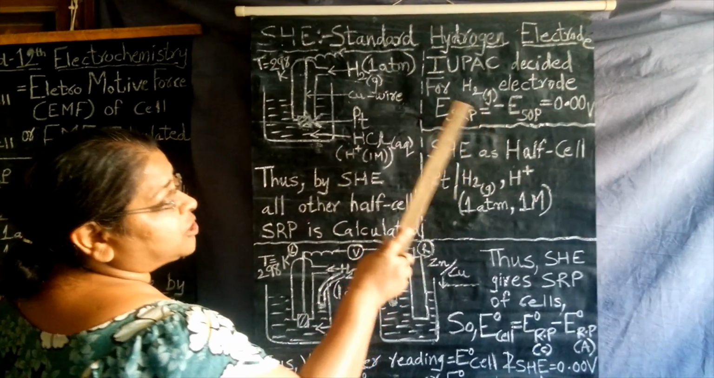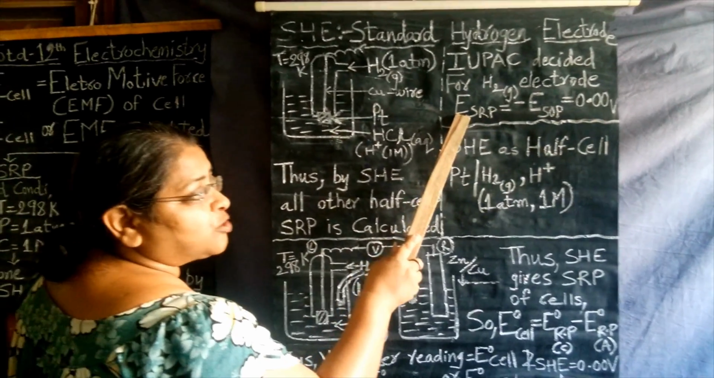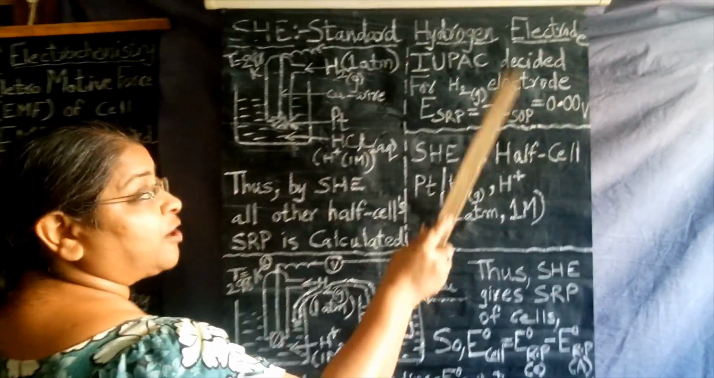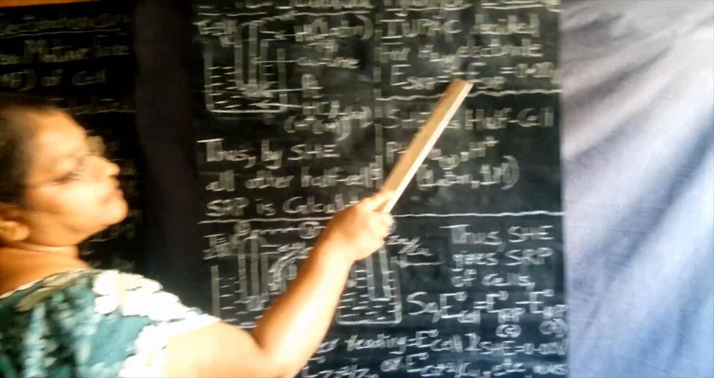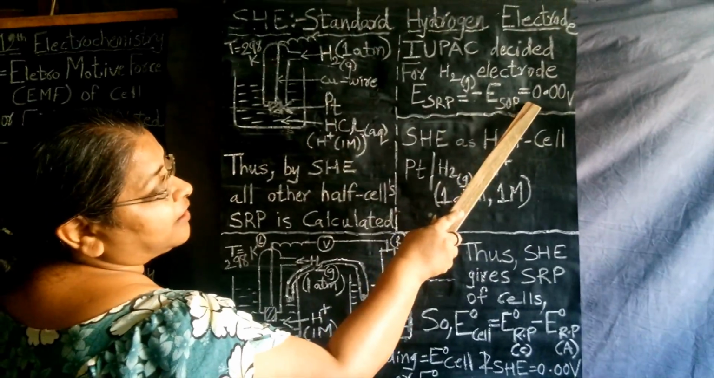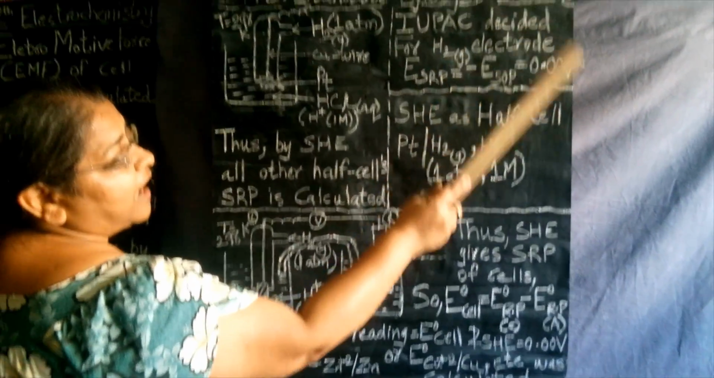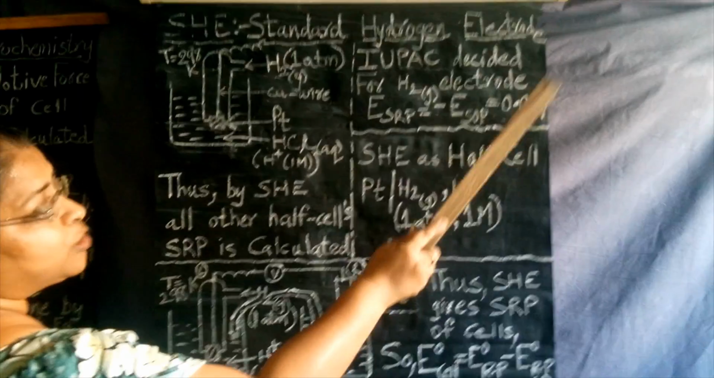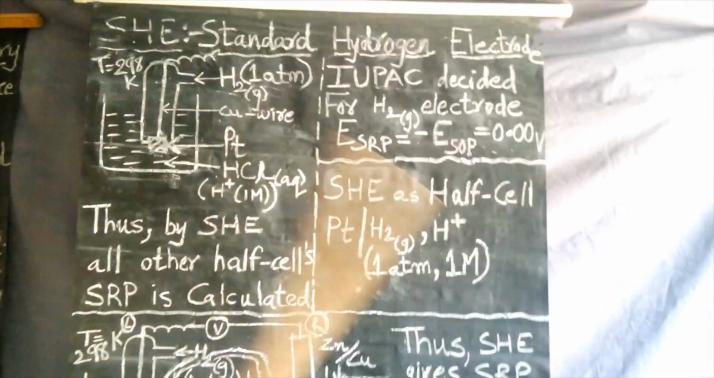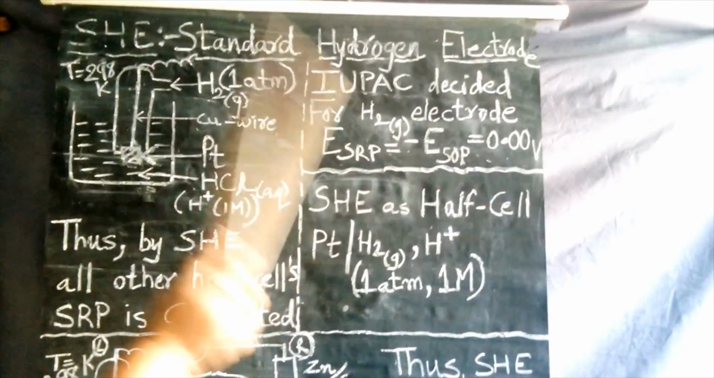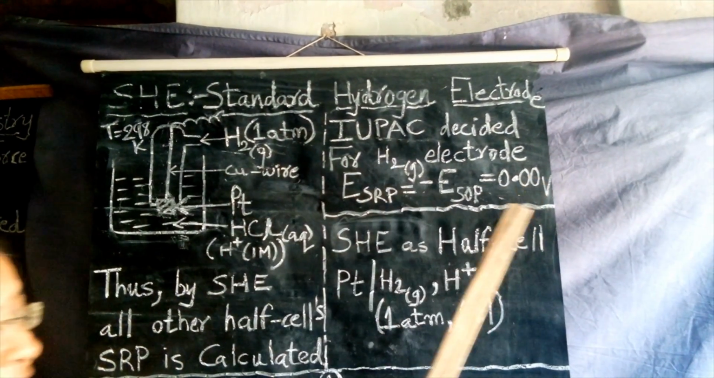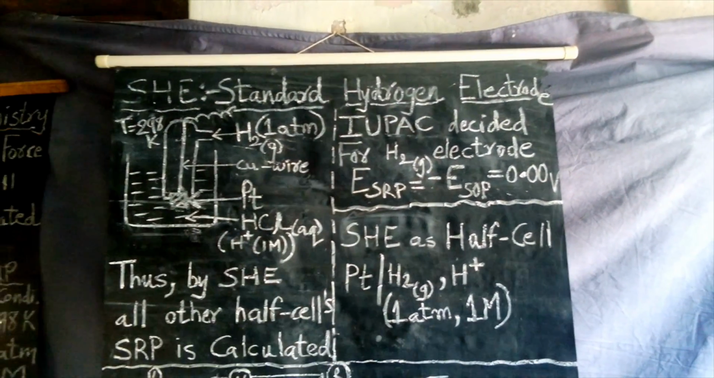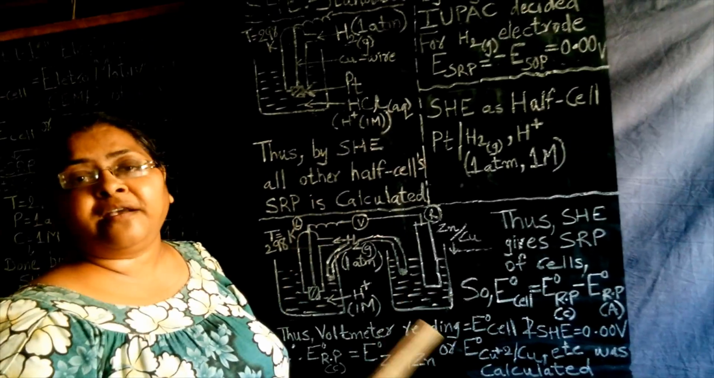Standard reduction potential of hydrogen electrode is equal to the negative of its standard oxidation potential, and it is taken by IUPAC as a standard 0.0 volt. Here you can say it is decided by IUPAC. It is not measured. On this earth, everything is considered by relative measurement.